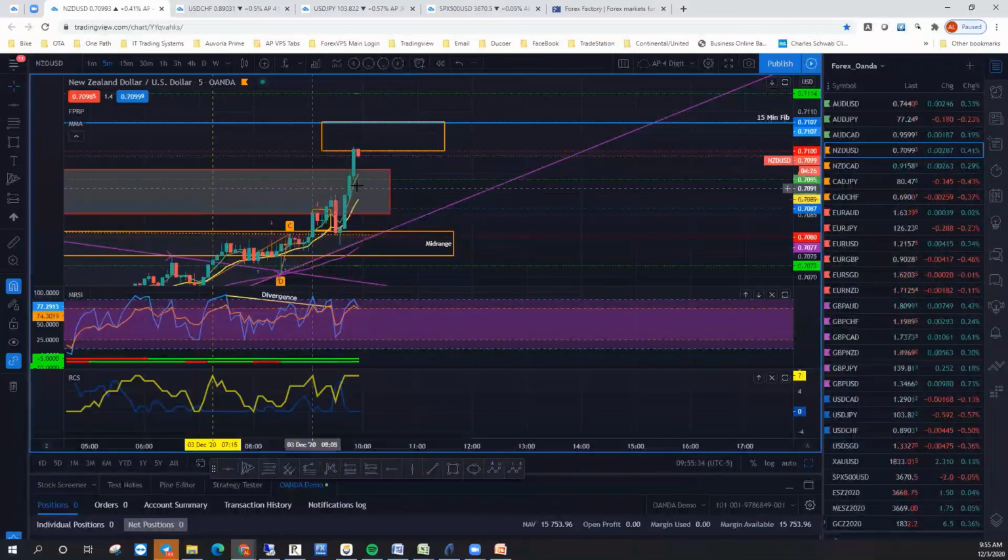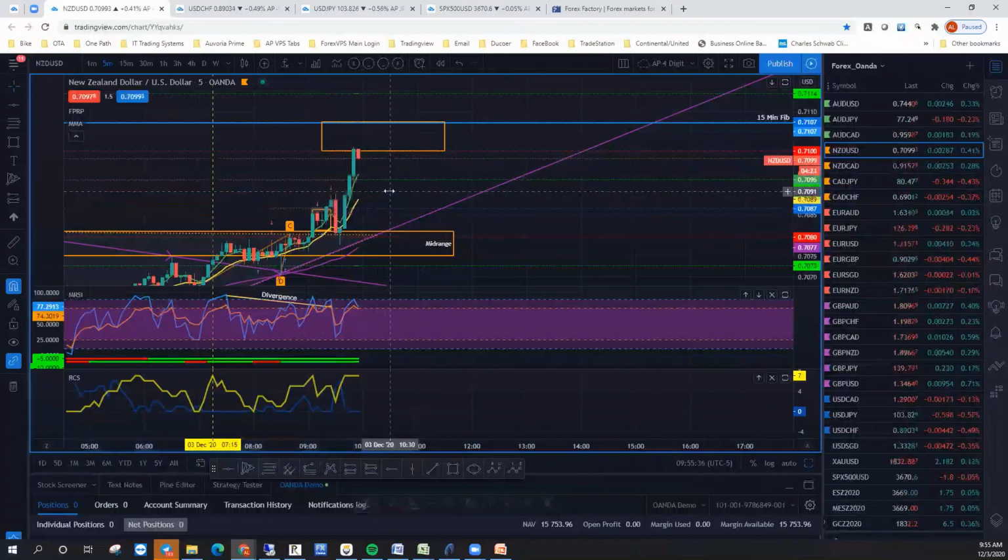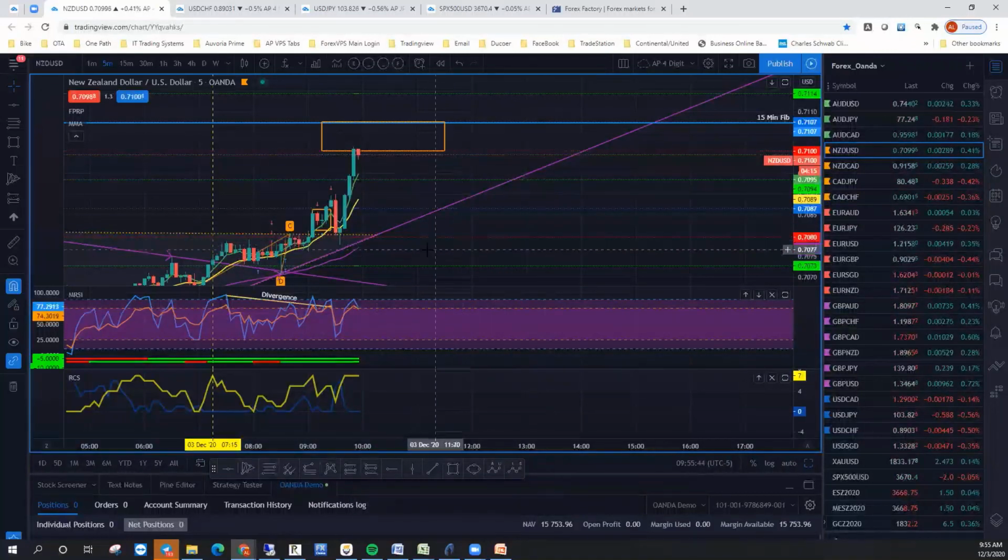I was concerned about this zone right here, but that's gone. So it doesn't have to worry about that one anymore. And I went right through that. And so it went straight through there. It blew right through that.